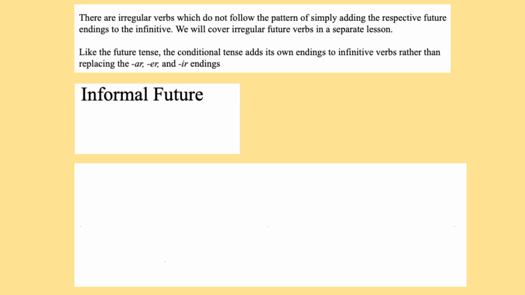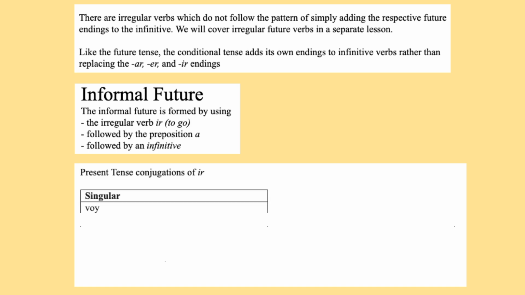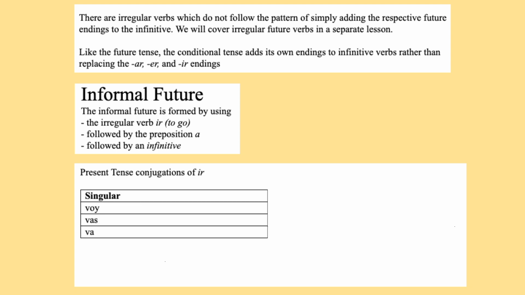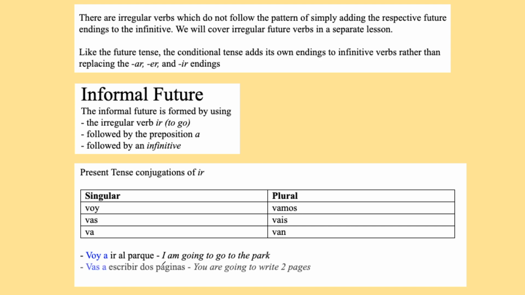We also have the informal future. This is formed by using the irregular verb ir, followed by the preposition a, and then followed by an infinitive. So I'm going to show you the irregular present tense conjugations of ir. They are voy, vas, va, vamos, vais, van. And some examples of the informal future: voy a ir al parque. Vas a escribir 2 páginas. Tus padres van a salir después de cenar.